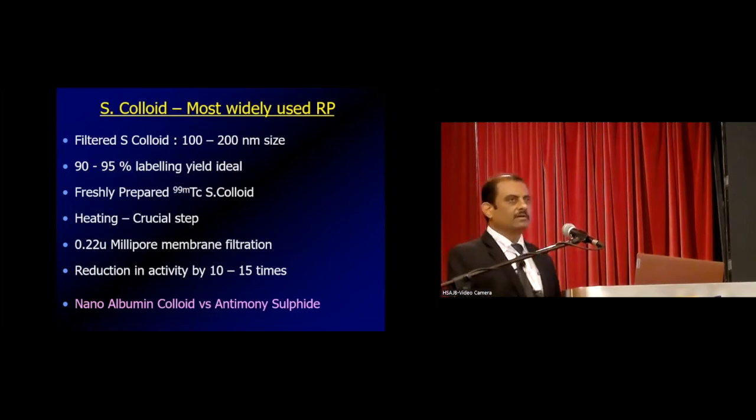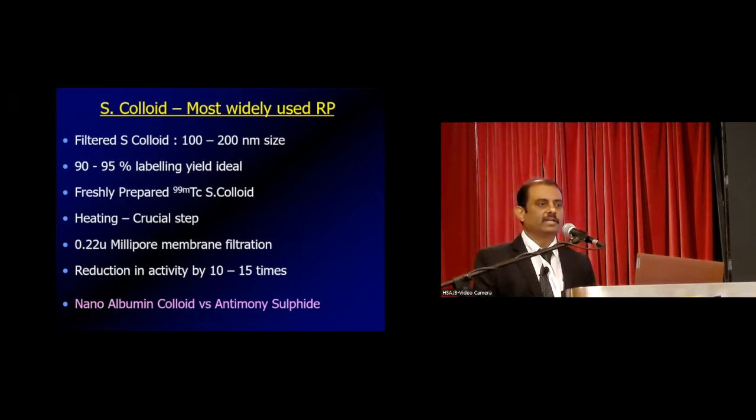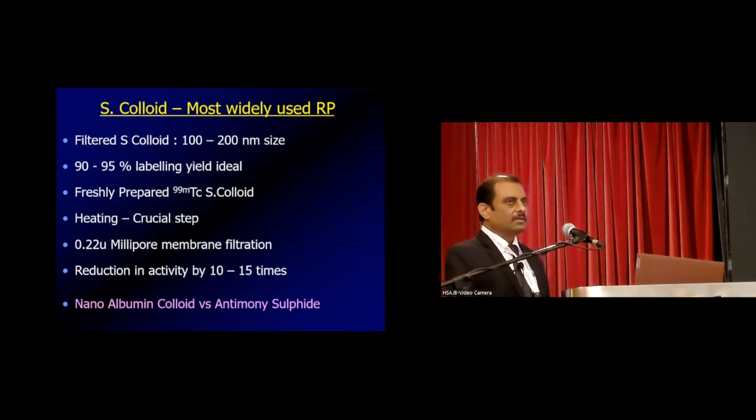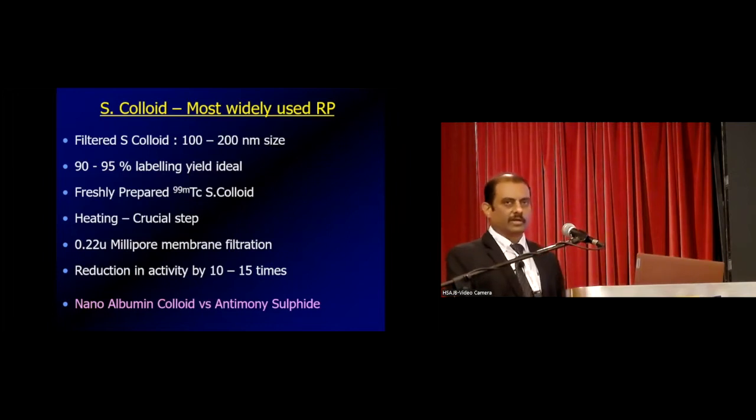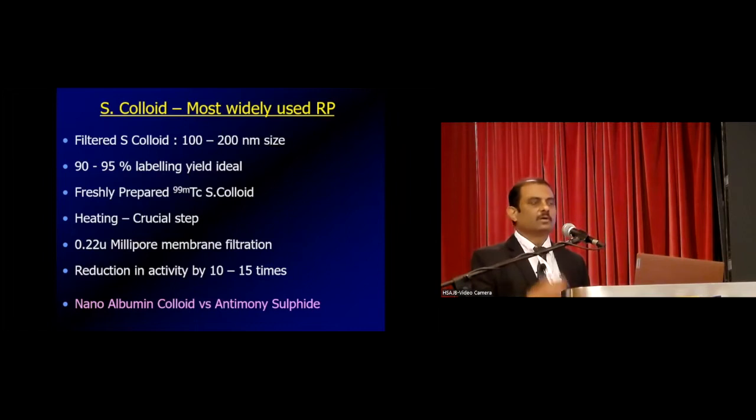Filtered sulfur colloid, obviously the heating is the crucial step. You should filter it with 0.22 microns Millipore, that is the trade name in which the membrane filter is available. You have to keep it in your mind. If you want to have 800 microcurie of filtered sulfur colloid, you have to put 10 millicurie to 12 millicurie of unfiltered sulfur colloid, then only you will get it. So, there will be a significant reduction because you are filtering out all the large particles.